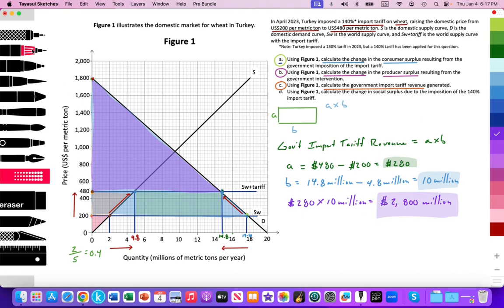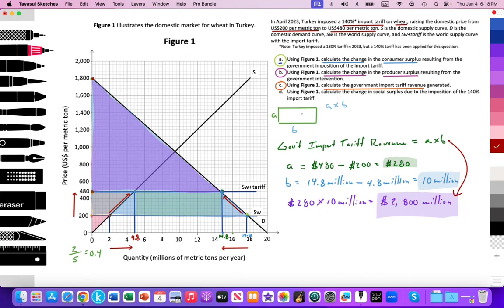Okay, so the government is clearly better off with the imposition of the tariff because of the tax revenue that they get to collect. It increases domestic producers. They increase domestic production from 2 to 4.8 million. So that's another stakeholder that benefits, but the consumers are worse off. The higher price reduces consumer savings, consumer surplus. That's it for question C.